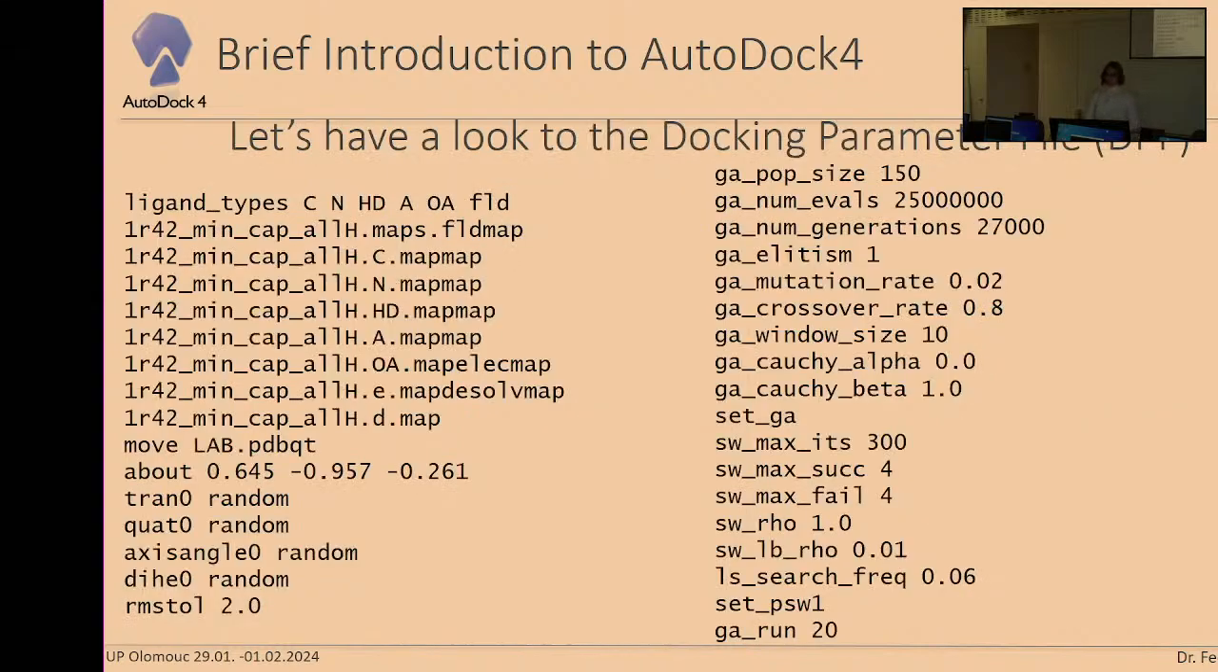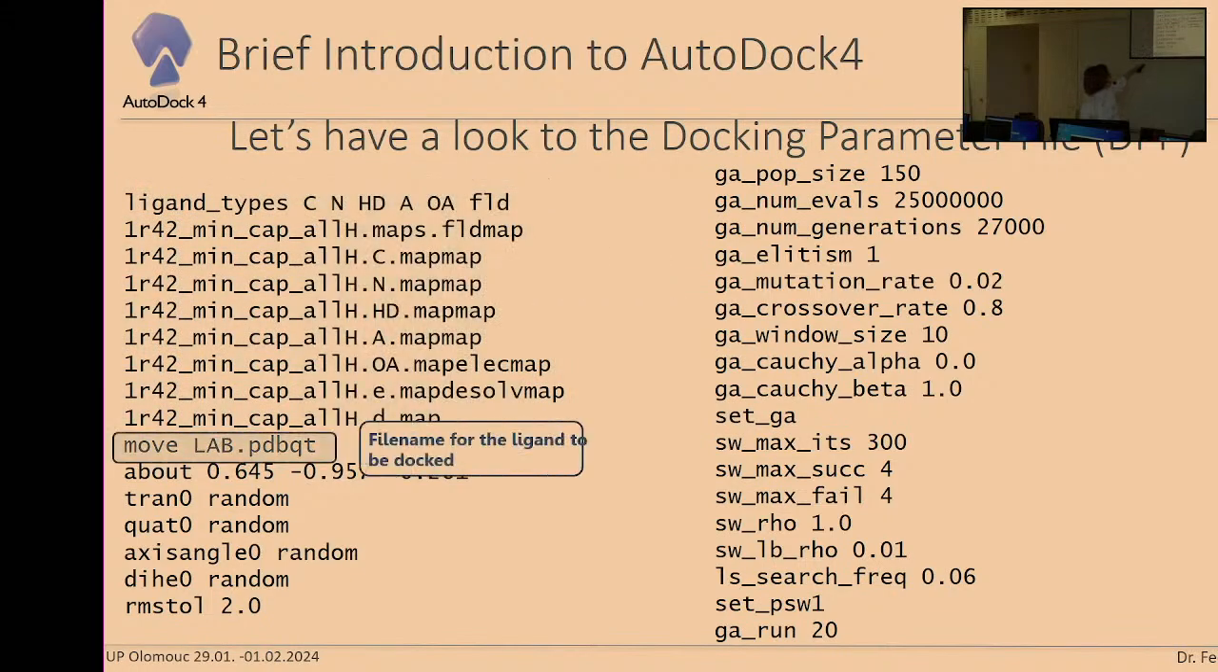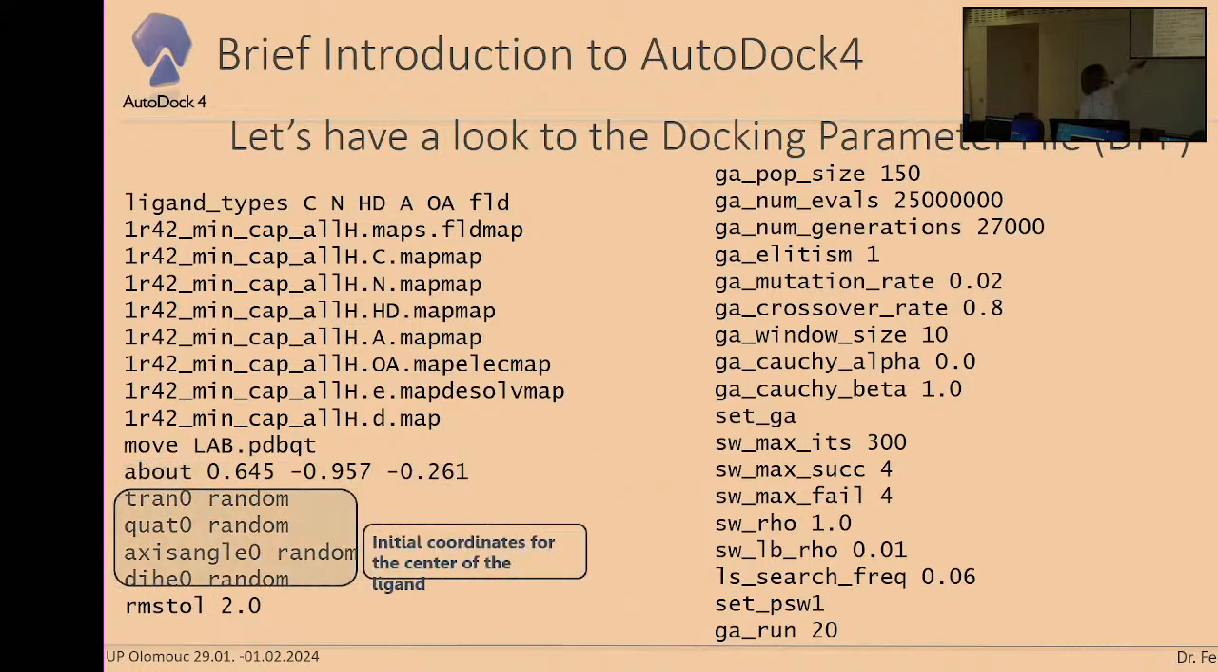So let's have a look at the docking parameter file. The docking parameter file is the main file from which we can run AutoDock. It is divided into several sections. Here we will have the ligand, the parameters defining the ligand type, atom types, and then the maps that were calculated by autogrid for each type of ligand. Here we will have the name of the ligand, and the initial coordinates of the configuration, the ligand's original configuration.